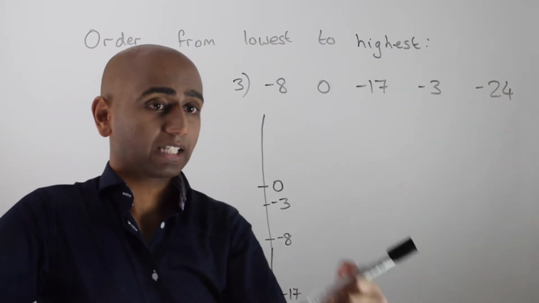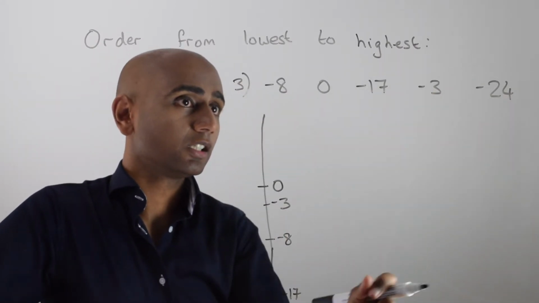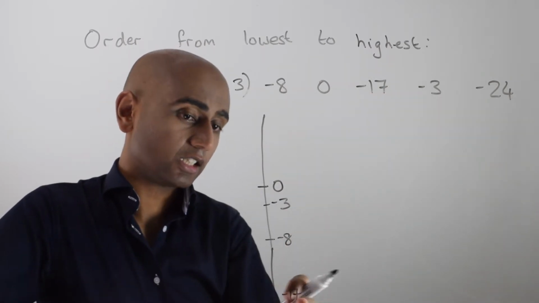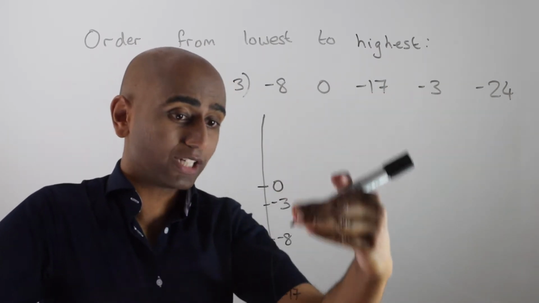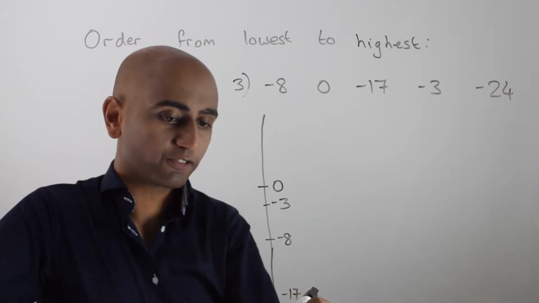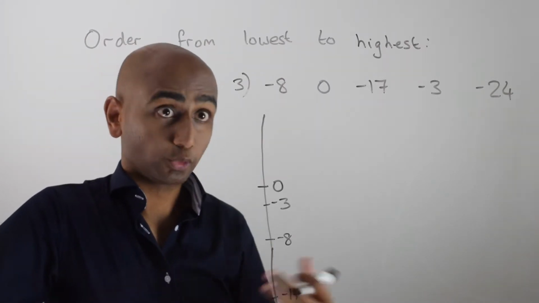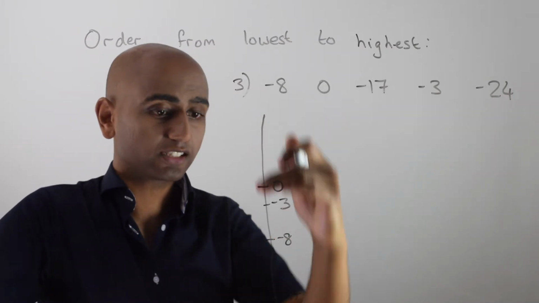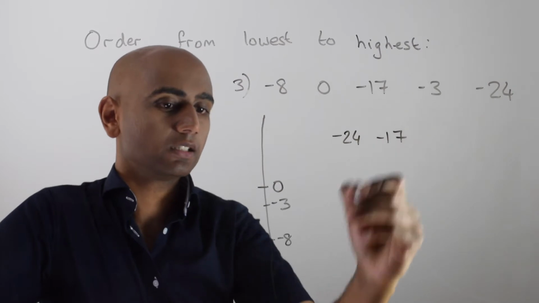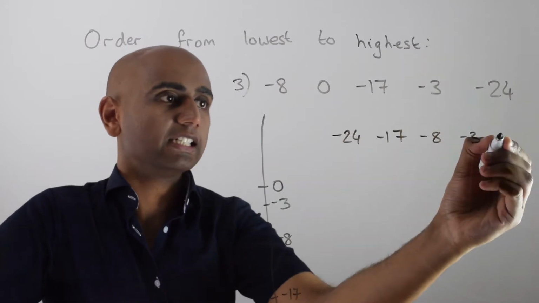Negative 24 is 24 steps below 0. Now, if you ignore the minus signs, you'll see that 24 is a bigger number than 17. So we're going a greater number of steps below 0. So minus 24 is going to be further down, somewhere down there. So if we're putting these numbers in order from lowest to highest, we're going to start with negative 24, then negative 17, then up to negative 8, up to negative 3, and finally 0.